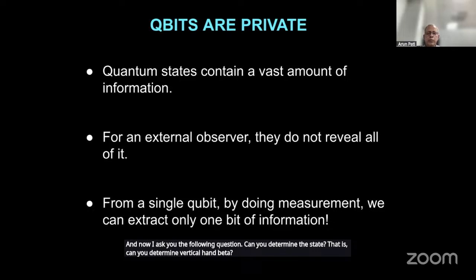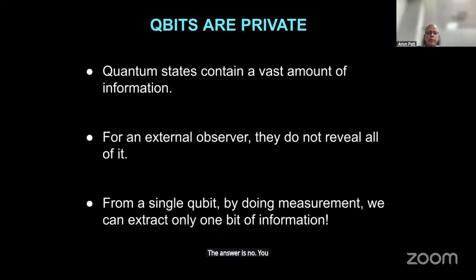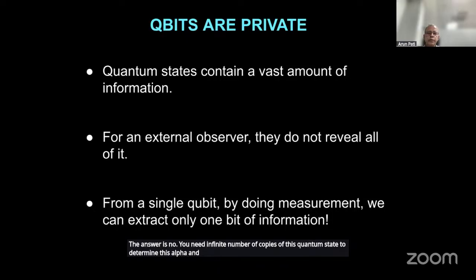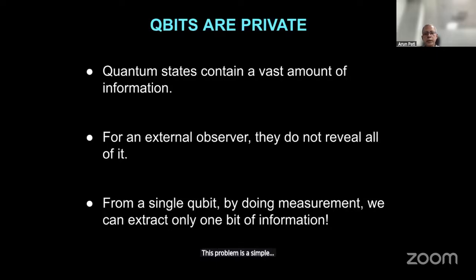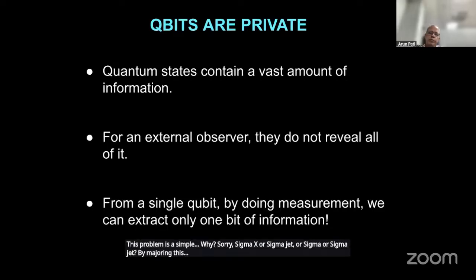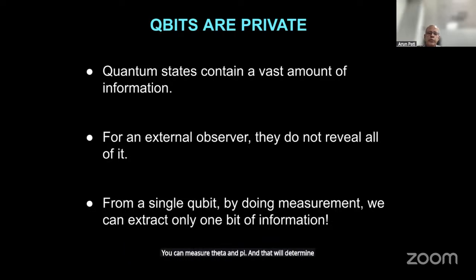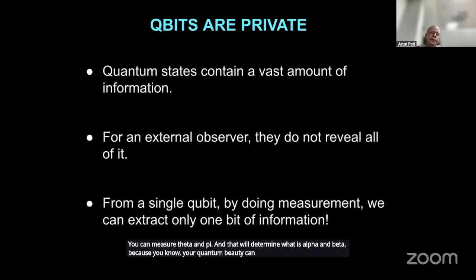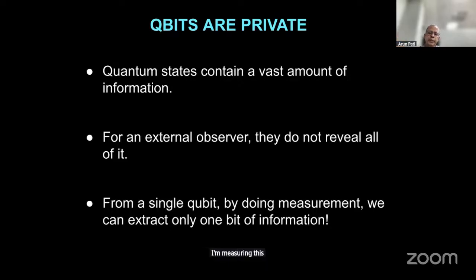The answer is no. You need an infinite number of copies of this quantum state to determine alpha and beta. Because to determine alpha and beta, you have to measure the Pauli matrices sigma x, sigma y, and sigma z. By measuring these observables, you can determine theta and phi, and that will determine alpha and beta. You can represent your quantum bit as a point on the surface of the Bloch sphere, where alpha is cos(theta/2) and beta is sin(theta/2) times e^(i phi). So theta and phi you can determine by measuring the averages of sigma x and sigma z.